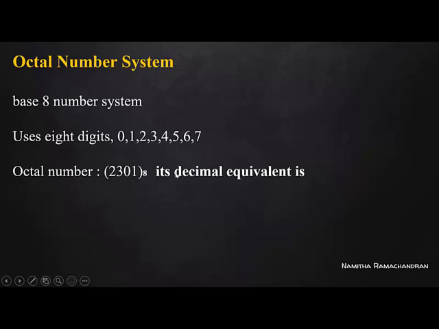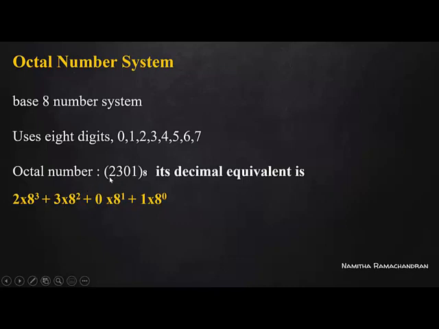Now we want to calculate the decimal equivalent of this octal number. How do we calculate it? For that, we need to find the positional values. This 1 is present first, so 1 into 8 to the power 0. The next digit, 0, has positional value 0 into 8 to the power 1. And this 3 has positional value 3 into 8 to the power 2.